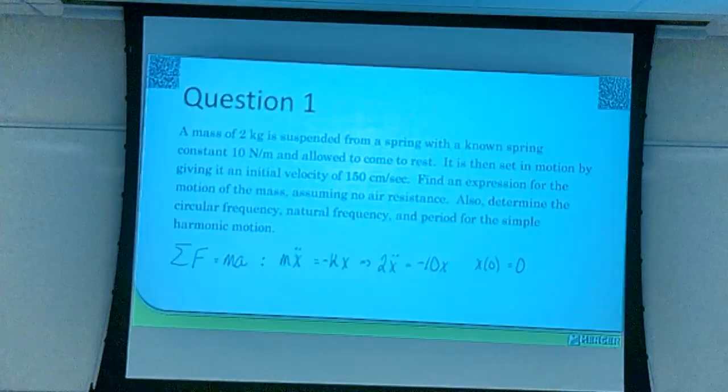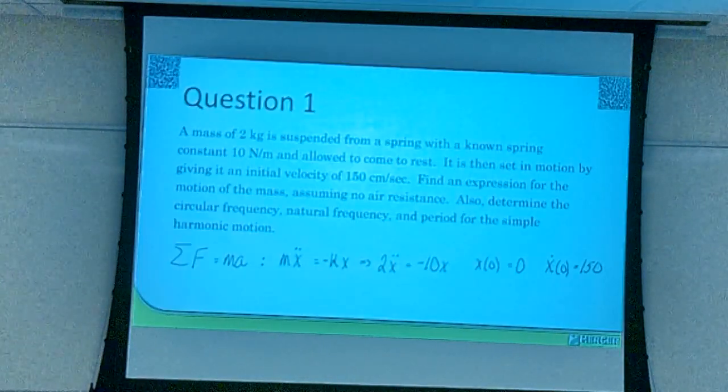Initial position, it's equilibrium, so 0. Initial velocity, 150 centimeters per second. We may have to adjust that though.